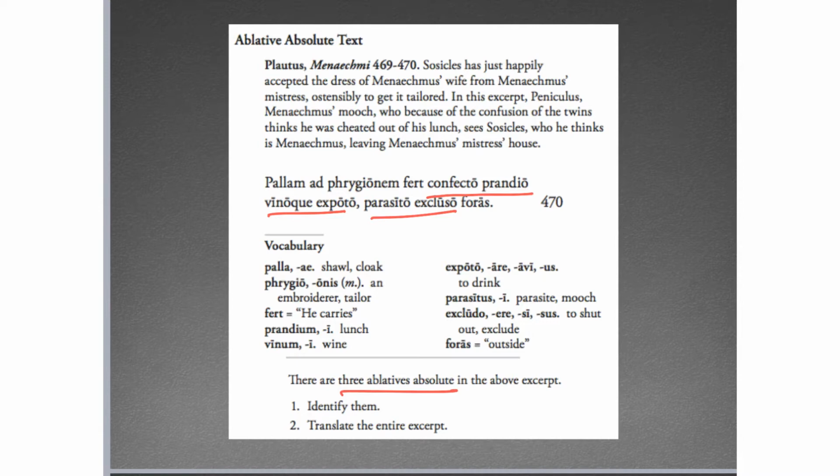All right. And then the translation, again, pause if you want. He brings the cloak to the tailor. All right, that's the frigionem. Once lunch was finished, prandio confecto. Once the wine was drunk, vino ex poto. And once the mooch, the parasite, was left outside.